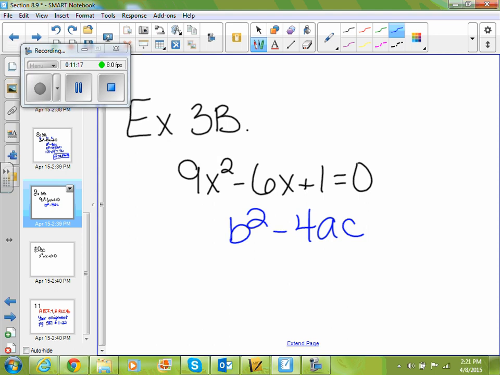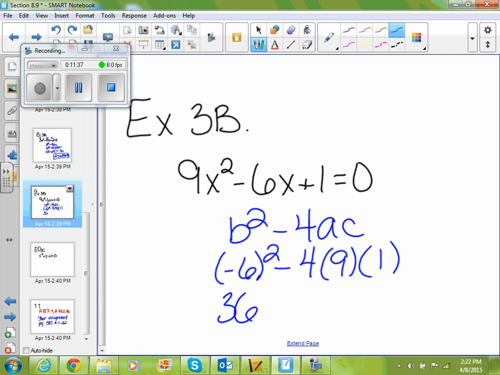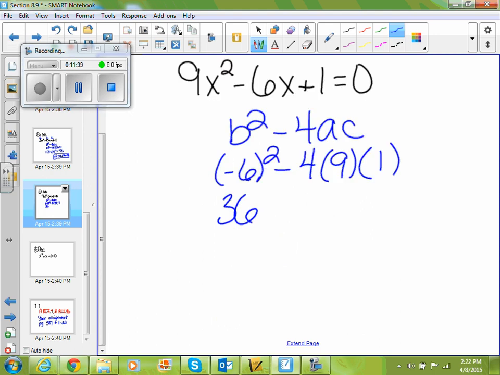Okay, so what's my b value? Negative 6. So negative 6 squared minus 4 times a. What's my a value? 9. Times c. What's my c value? 1. Alright, what's negative 6 squared? 36. Okay, what's 4 times 9 times 1? 36. And 36 minus 36 is 0, so how many solutions do I have? 1. When your discriminant equals 0, you have 1 solution.